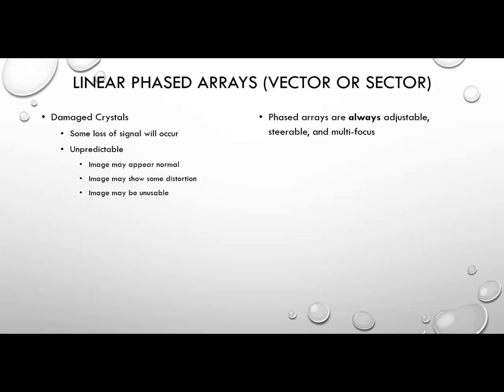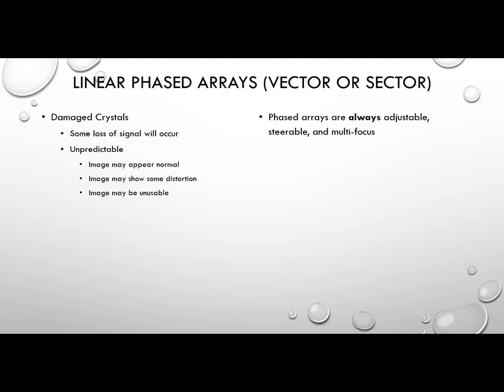So with linear phase systems, either the sector, vector, or any other kind of phased array system, when the crystals are damaged, because there's often 500 crystals across the face of a small transducer, you do lose some signal, but it's very unpredictable what's going to happen. It can either be a small amount of loss of signal and the image may appear completely normal. There might be some distortion seen, or it may end up that the image is completely unusable. So we don't really know what's going to happen with the damage, but the damage does add up, and eventually those transducers do become unusable.